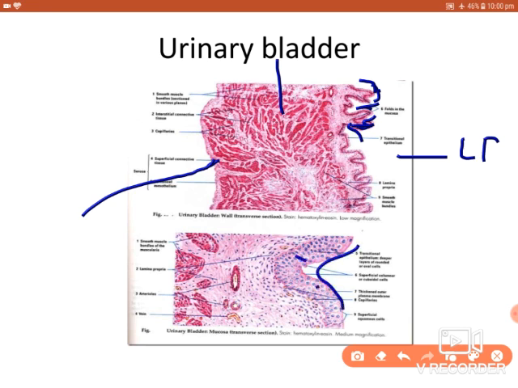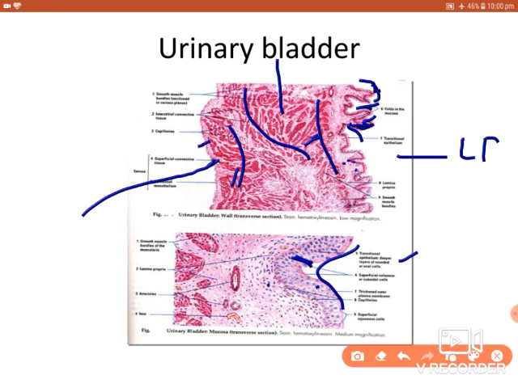This is the lining epithelium. It is stratified; that is the transitional epithelium or urothelium. Then this part is the lamina propria. See the muscle layer, which is thick. It consists of an inner longitudinal, a middle circular, and an outer longitudinal layer. Then the outermost layer is the serosa.